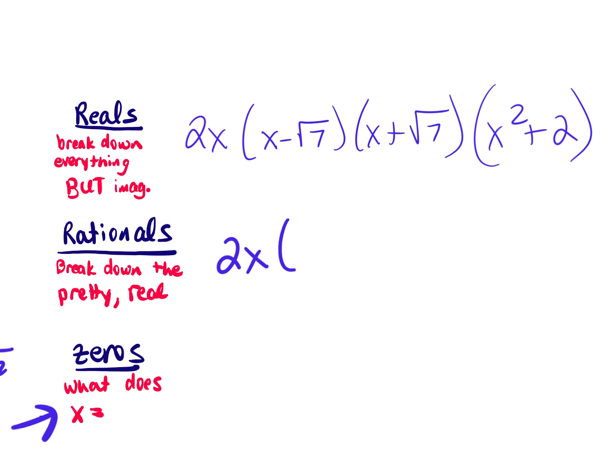If you were asked to break down over the rationals, you would write 2x, and x minus root 7 or x plus root 7. Are either of those places rational, pretty? I could put my finger on the graph. No, so you leave it as x squared minus 7. Is x squared plus 2 a rational real number? No, you leave that as x squared plus 2.